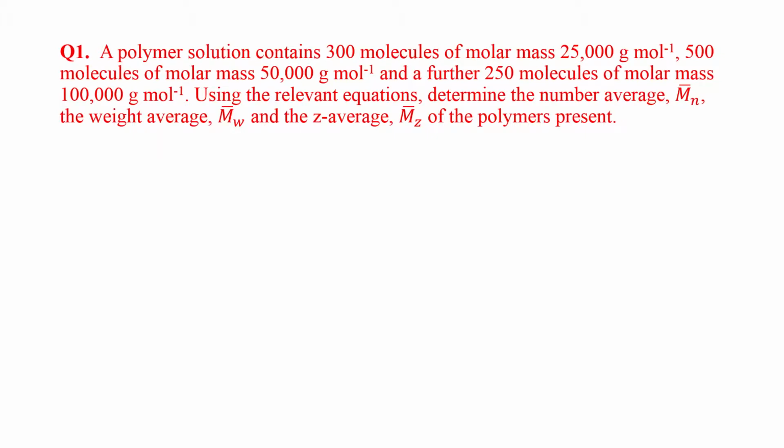Here we've been given the number of molecules of a particular polymer as well as its molar mass. We have three different polymers: one of 25,000 grams per mole, one of 50,000 grams per mole, and another one of 100,000 grams per mole. So we are being asked to work out the number average, the weight average, and the Z average.